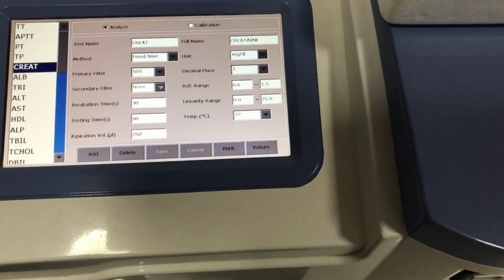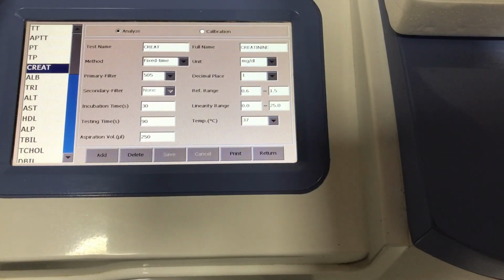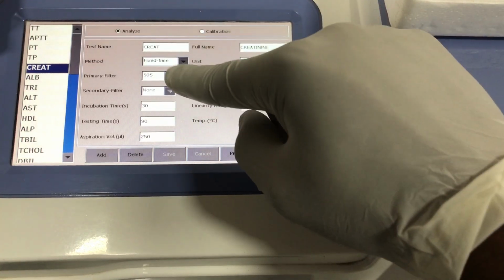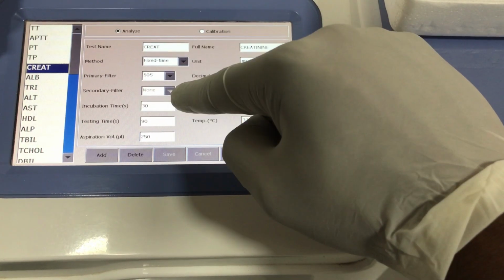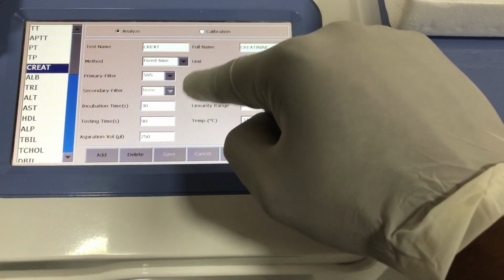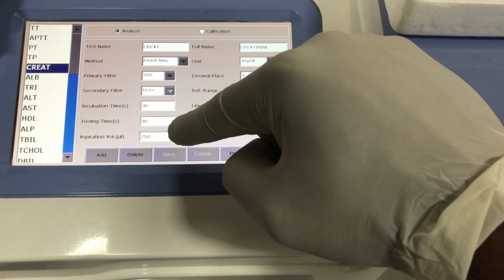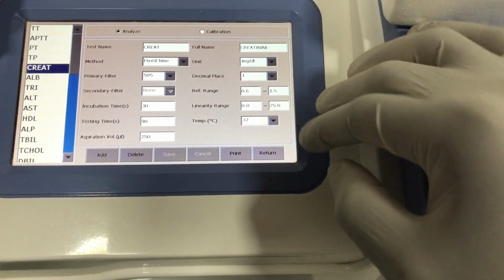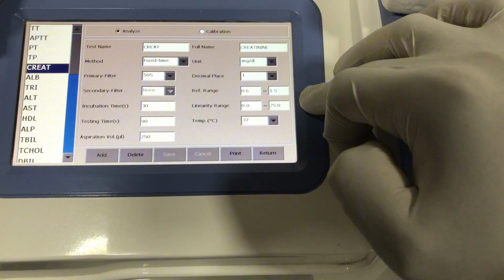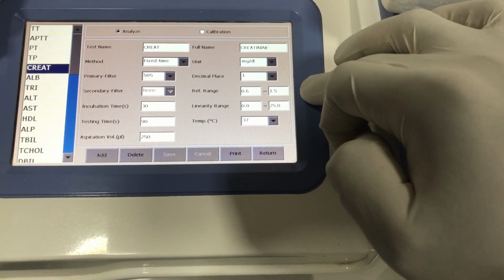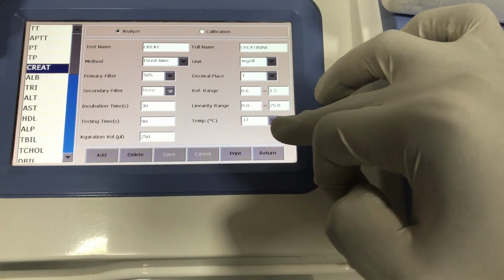Okay, so that's the wavelength, 505. That's what was available. Then the incubation time, you make it 30. That will be our delay time. Then the testing time will be 90 seconds. And we made the aspiration 250. Then we are leaving the unit as milligram per deciliter. Then these are the reference low normal and high normal. Then our linearity is 25. Then the temperature, of course, is 37.